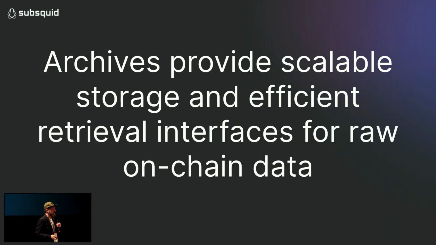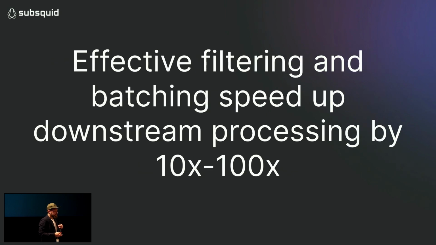And we start with archives. So basically, archives provide scalable storage and an efficient interface for raw on-chain data. The main goal of the archives is to make sure that you can serve your blockchain data at scale, no matter how large your blockchain is and how many data consumers you have. This is something that is hard to do if you ingest this data directly from the blockchain node.